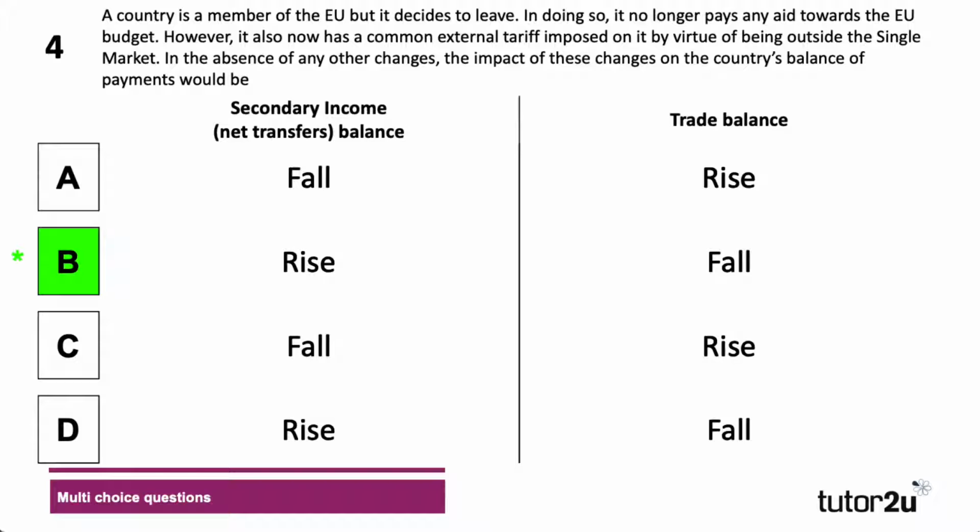Because of course they're no net contributor to the EU budget. Trade balance likely fall because there's going to be some trade diversion, which makes it harder to export to the EU. If you got all 4 right, by the way, congratulations. Great start. Over to Nicky for the next exercise.